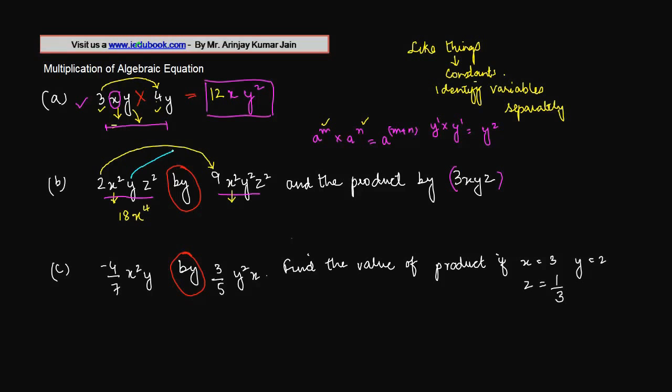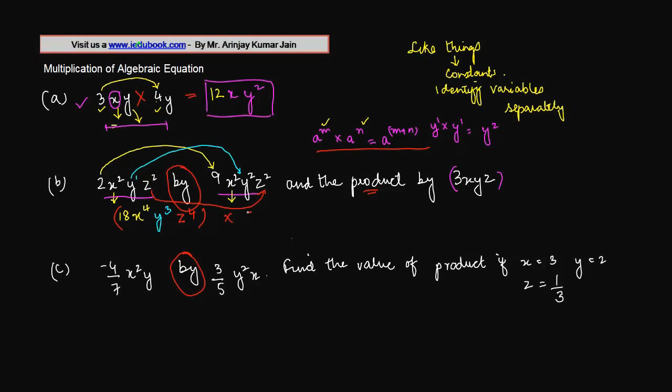Then we pick up y against y here. So y into y we get y. Now what is the power of y here? 1. What is the power of y here? 2. So we add two of them. 1 plus 2 gives you 3, right? Similarly we pick up z and multiply it by z. So we get z here. What is the power of z here? 2. What is the power here? 2. 2 plus 2, applying this formula, will give you to the power 4, right? So when we multiply these two, the product that we get is 18x to the power 4 y cube z to the power 4.